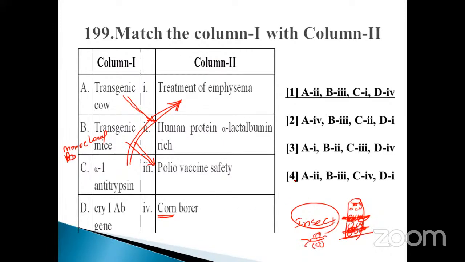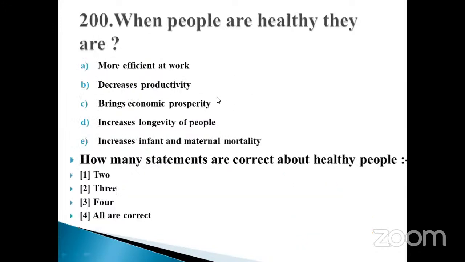So these are the options, my dear. See that. When people are healthy, they are more efficient at work. Is it correct? Yes. Decreasing productivity. No. Bring economic prosperity. Yes. Increase longevity of people. Yes. Increase infant and maternal mortality. These are the statements. How many statements are correct about healthy people? I think it may be 3.